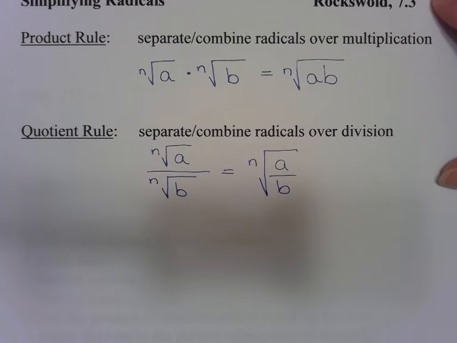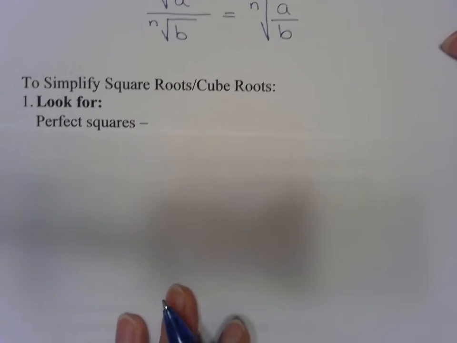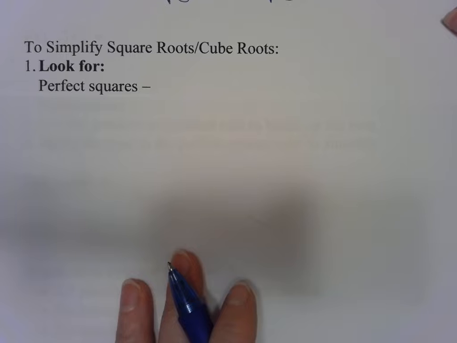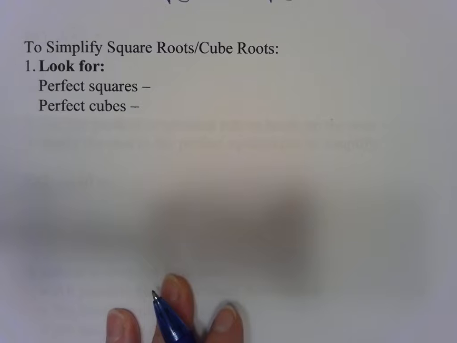Okay, so we want to make use of these to simplify square roots and cube roots. So to do that, we want to do a couple of steps. The first step is to look for either perfect squares or perfect cubes. Obviously this would work best for square roots and cube roots. Those are going to be the majority of the questions we look at. If we were to move on to a fourth root or a fifth root, obviously we'd have to look for some different numbers. But we'll use these just to get the process going.